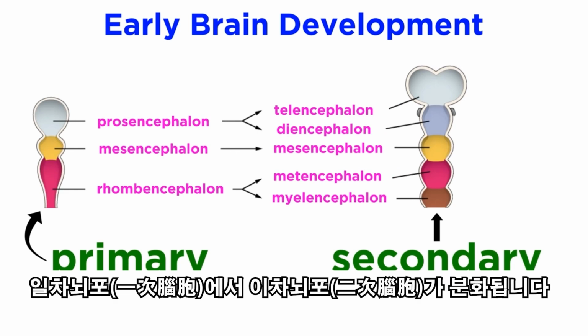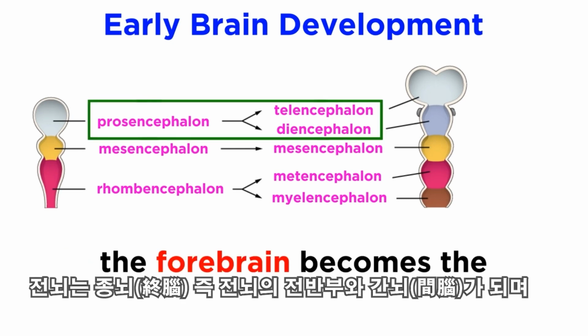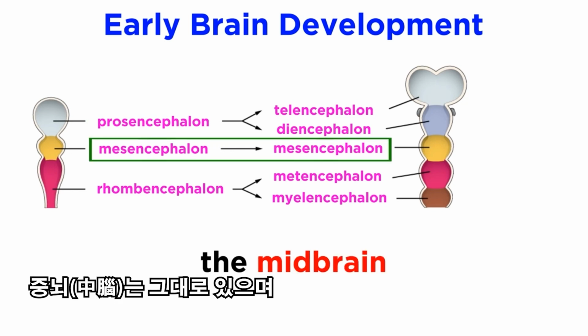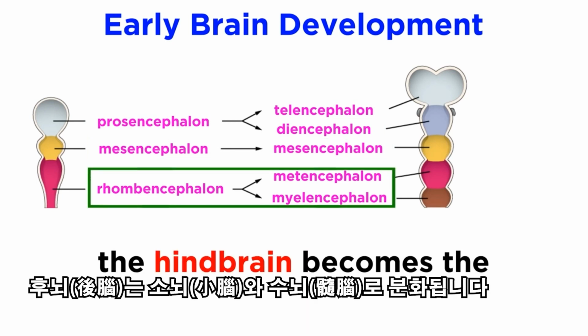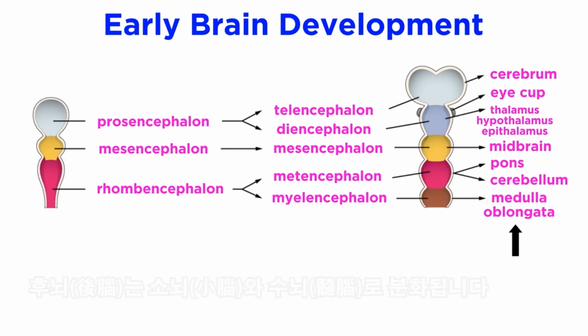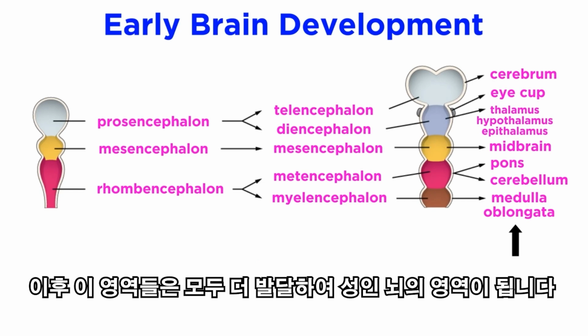From the primary brain vesicles, the secondary brain vesicles eventually develop. The forebrain becomes the telencephalon, or endbrain, and the diencephalon, or interbrain. The midbrain stays as it is, and the hindbrain becomes the metencephalon, or afterbrain, and myelencephalon, or spinal brain. These will then all develop further to become the regions of the adult brain.